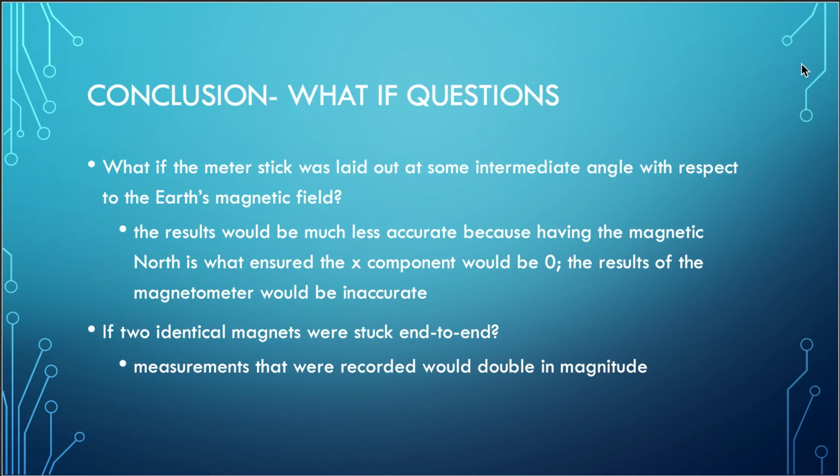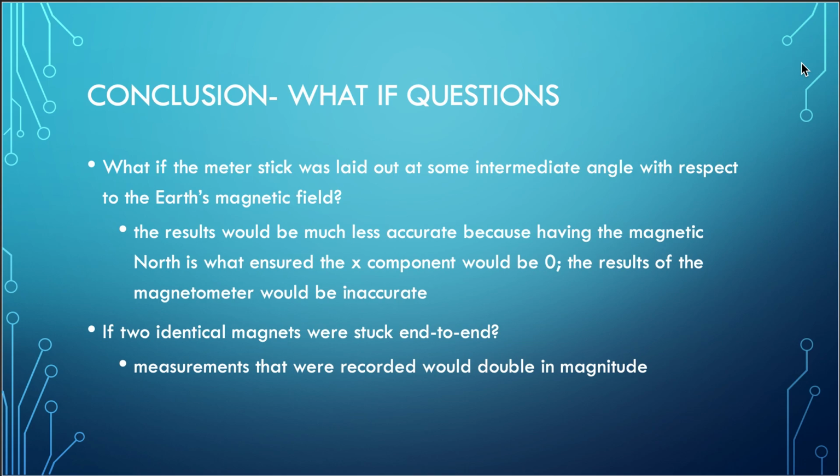And then, here are the conclusion what-if questions. What if the meter stick was laid out at some intermediate angle with respect to the Earth's magnetic field? If this were the case, the results would be much less accurate, because having the magnetic north is what ensured that the x component would be 0. So the magnetometer's results would be inaccurate.